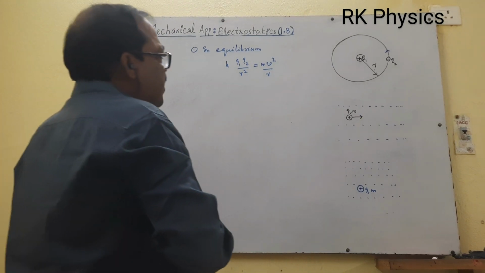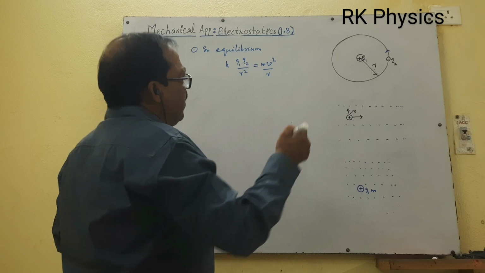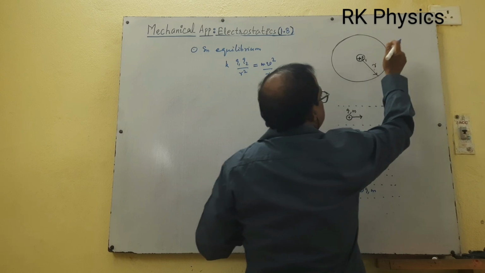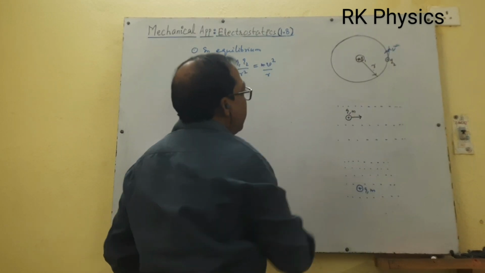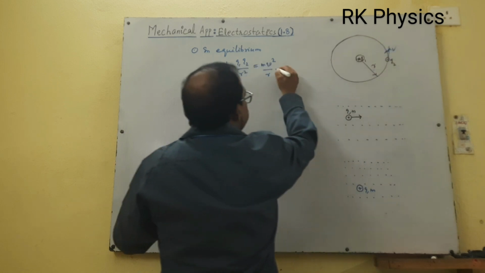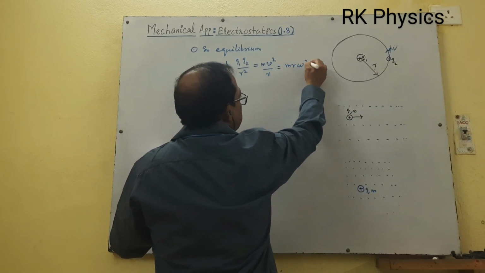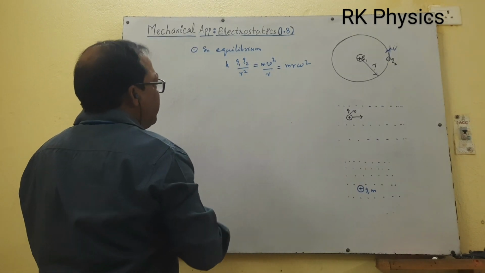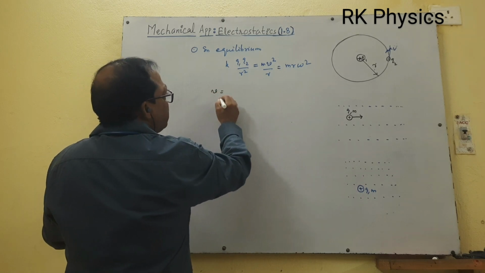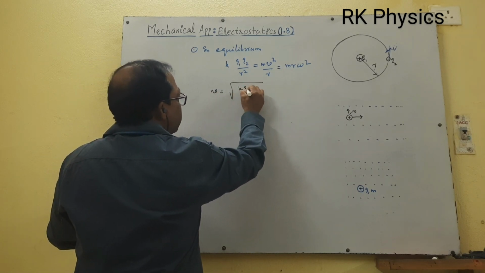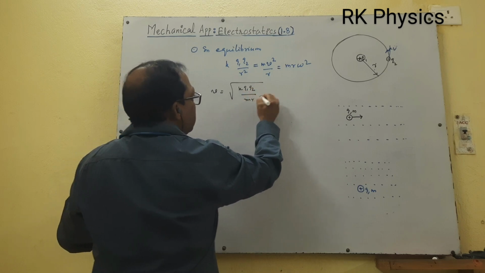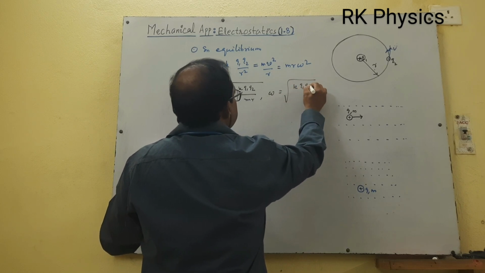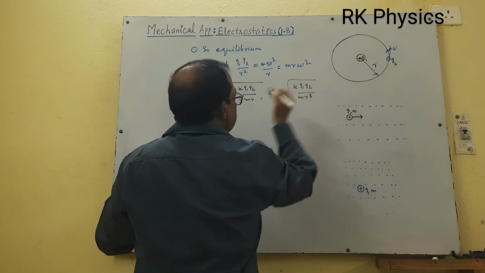First thing, if the speed of the body is v, then the force is mv square by r. Then in terms of angular velocity, you can write m r omega square and so on. Now from this, you can find out the speed v. Speed v is root over k q1 q2 divided by m r. And omega is root over k q1 q2 divided by m r cube.